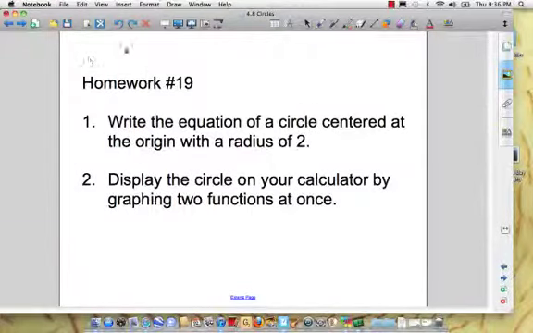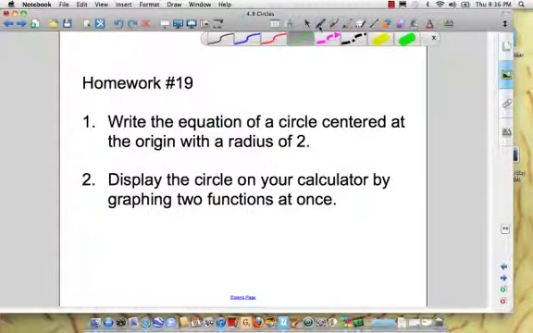And here's your homework. Write the equation of a circle centered at the origin with the radius of 2, and then solve that for y so that you can draw it on your calculator or display it on your calculator by graphing two functions at once. Just a little hint to get you started on number 1.